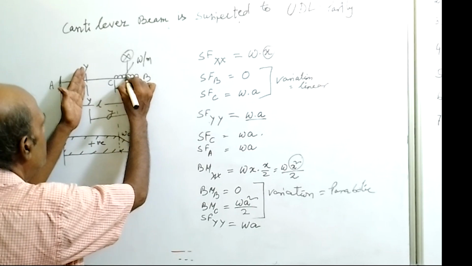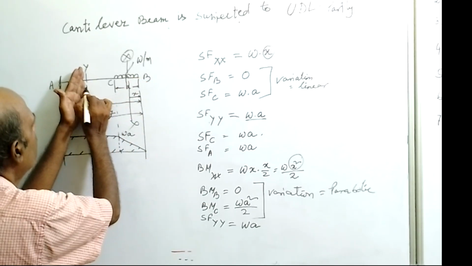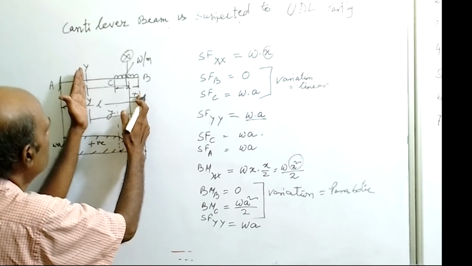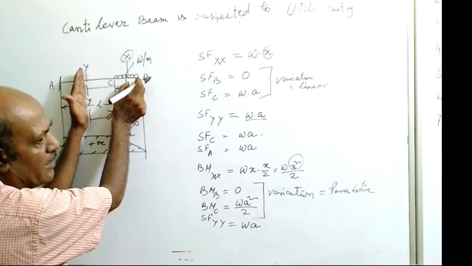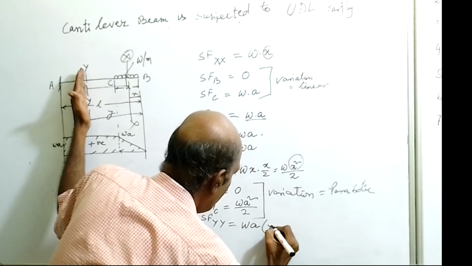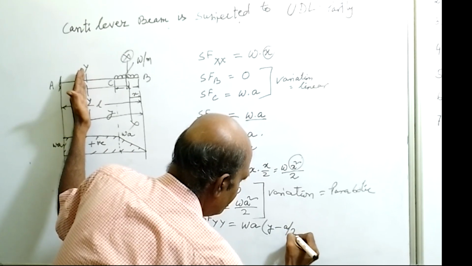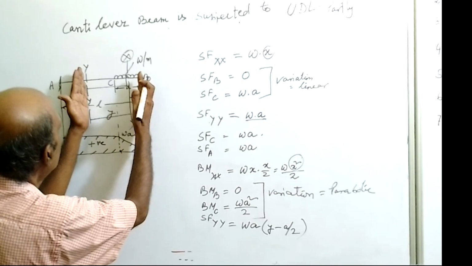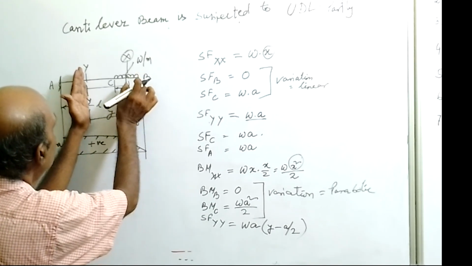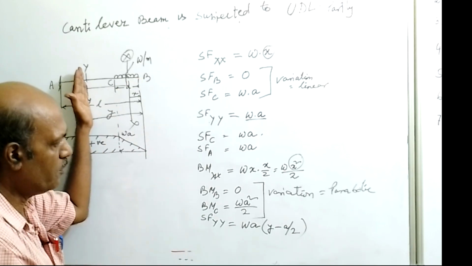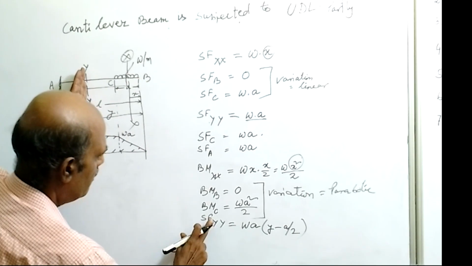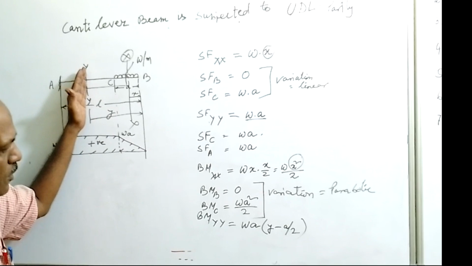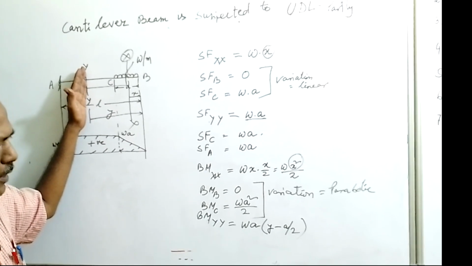The center of gravity of the load is exactly at the center. So we have to put this distance to get the moment. What is the distance? This distance is y and this distance is a by 2. So we write y minus a by 2. That is the bending moment. So y minus a by 2 will give the bending moment at the YY section: W a into y minus a by 2.